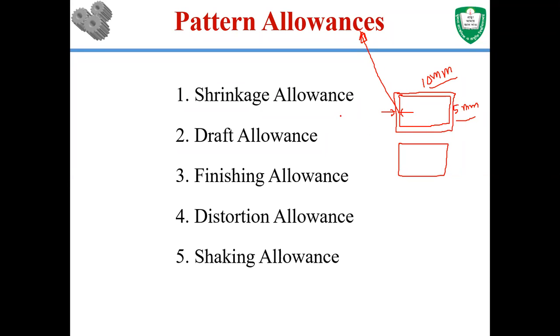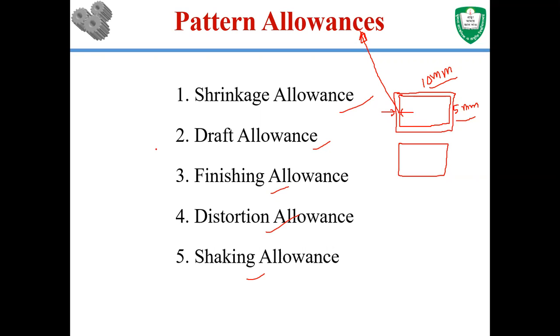And there are several types of pattern allowances. First is shrinkage allowance, then draft, finishing, distortion, and shaking. These are the five basic types of allowances. There could be more, but these are the five basic types of allowances that you need to really take care of to manufacture a product with greater precision and accuracy.